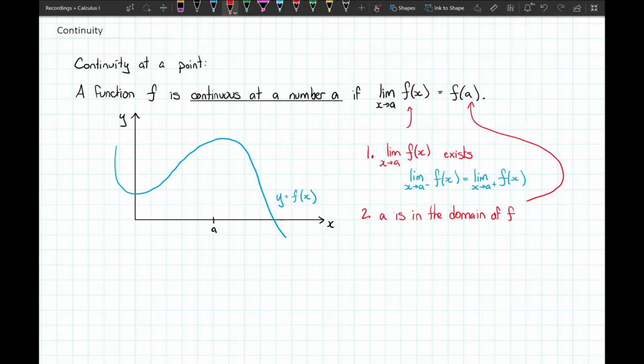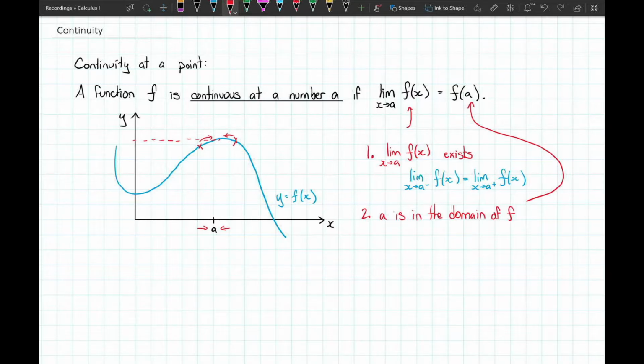Now, taking a look at this graph I've drawn here, implication number one says, as I'm approaching a from the left and from the right, you can see that the y values should be approaching some value. They both seem to be approaching the same y value. And you can get as close to that y value as you wish by choosing x sufficiently close to a. The left-hand and right-hand limits both agree with each other.